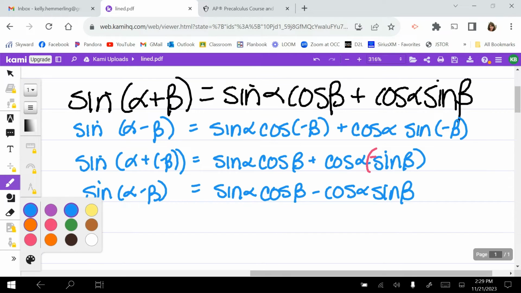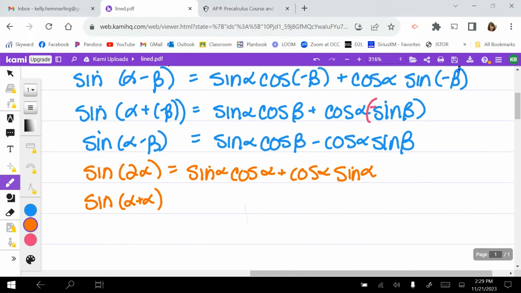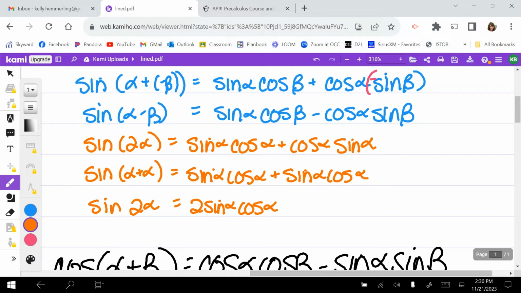The next one that we can derive from that same identity is sine of, let's say, 2 alpha, because that's the same thing as sine of alpha plus alpha. So using the identity sine of alpha plus beta, we will substitute instead of beta another alpha. Now, because of the commutative property of multiplication, we can rearrange the terms and call that second term there sine of alpha cosine of alpha. And now you see we have like terms. When we combine those like terms, 2 sine alpha cosine alpha gives us the identity for sine of 2 alpha.